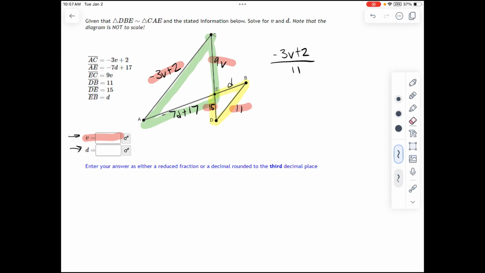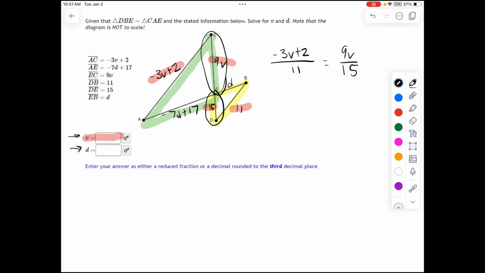Alright, now of our other side, we have 9v right there. Which side does that correspond to? Well, it's one of two. It's either going to be this one or that one. It's a little hard to see because of the diagram, but this diagram has been rotated 180 degrees. This is the shorter side, and this is the shorter side. Those correspond to each other. So 9v is over 15.